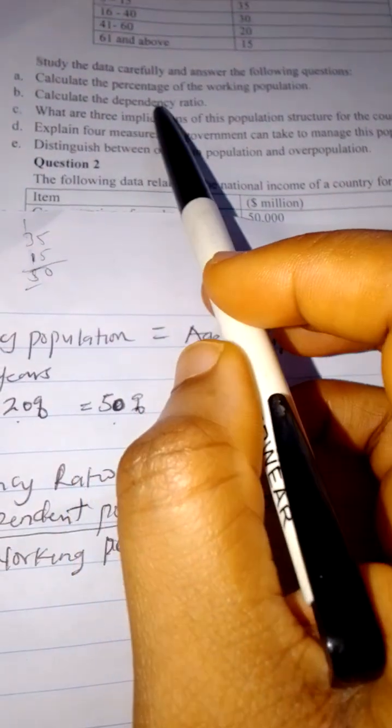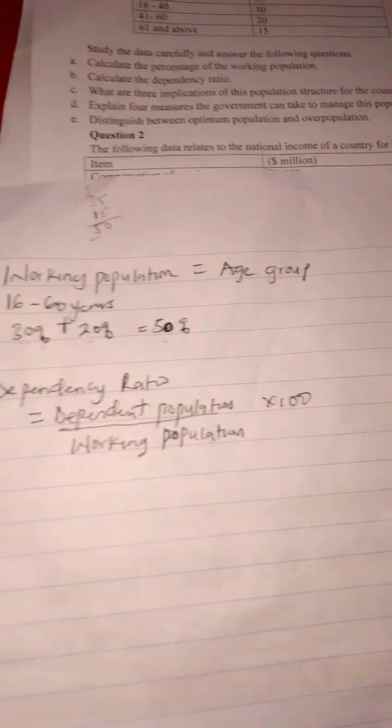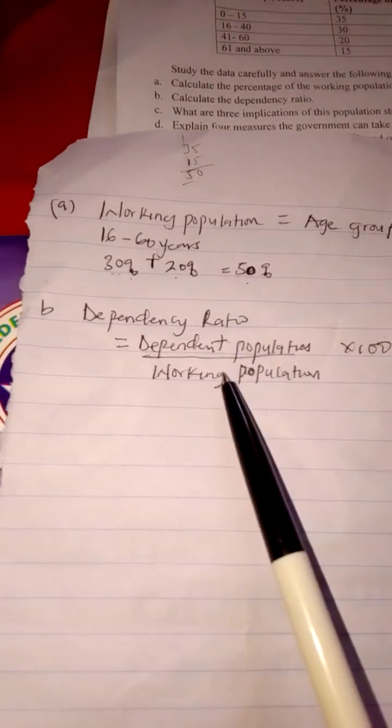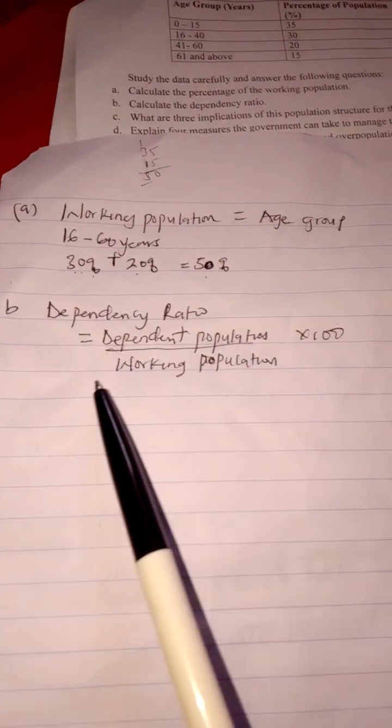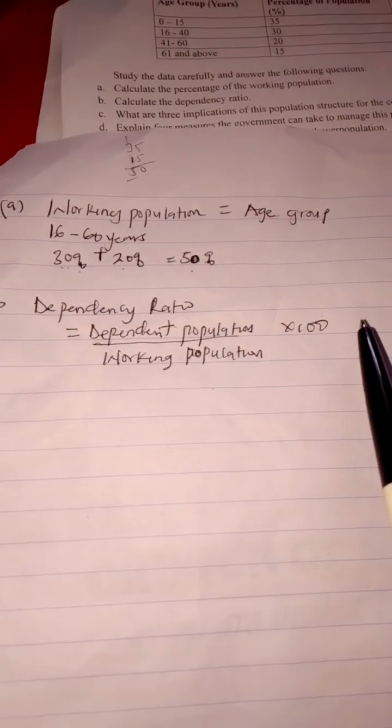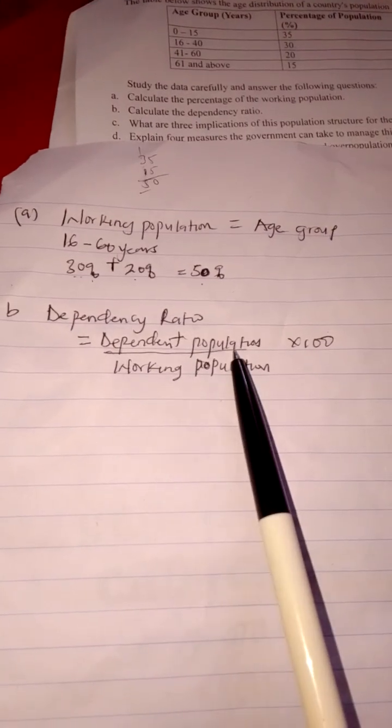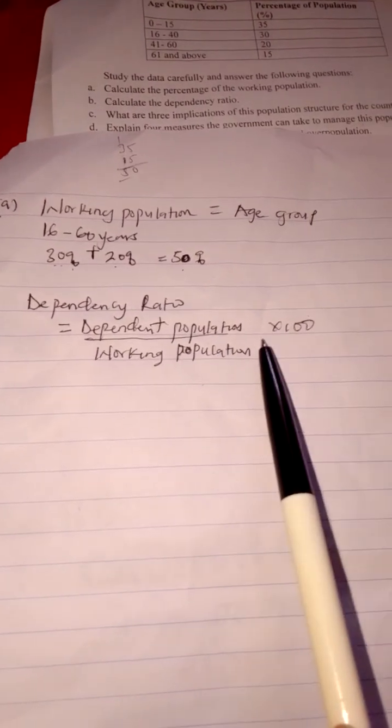Now the second question says calculate the dependency ratio. What's the formula for it? It is dependent population over working population times 100. And this is how we're going to do it.